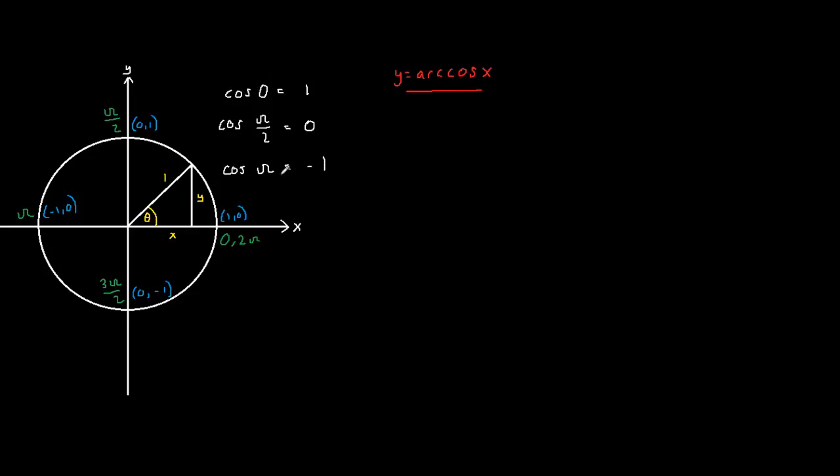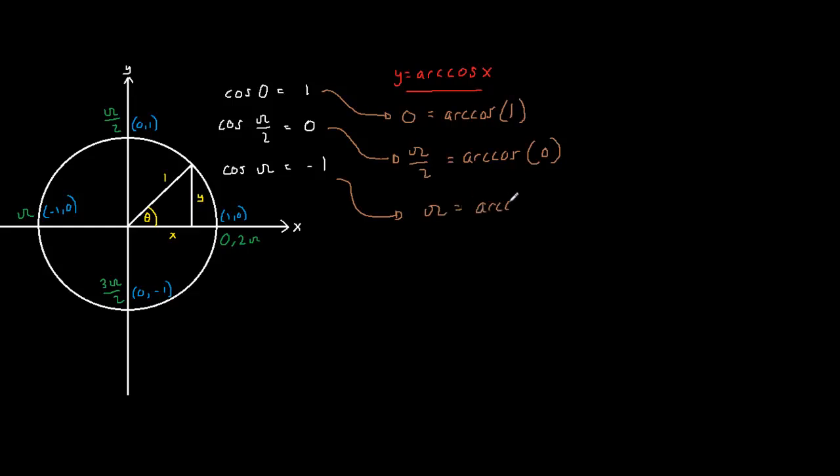Now, with this information right here, we can create equations that are related to y equals arccos x. So let's begin. So 0 should be arccos 1. Pi over 2 should be arccos 0. And pi should be arccos minus 1.